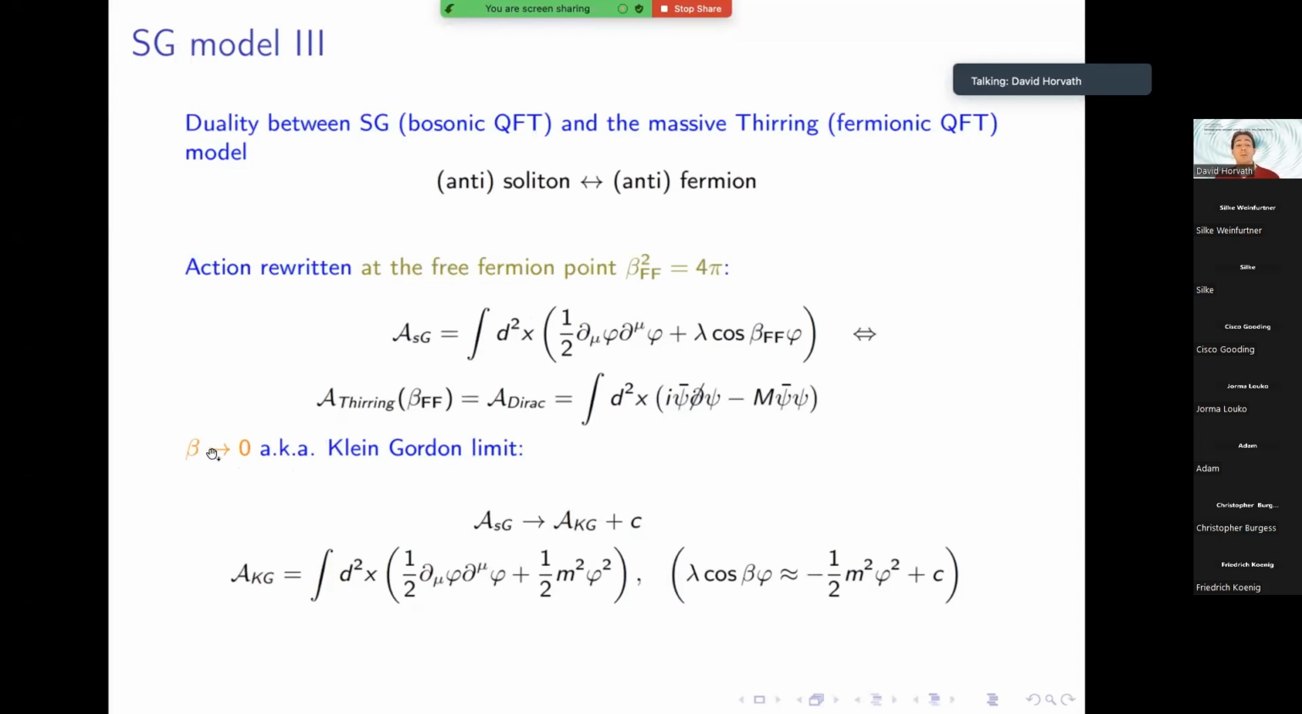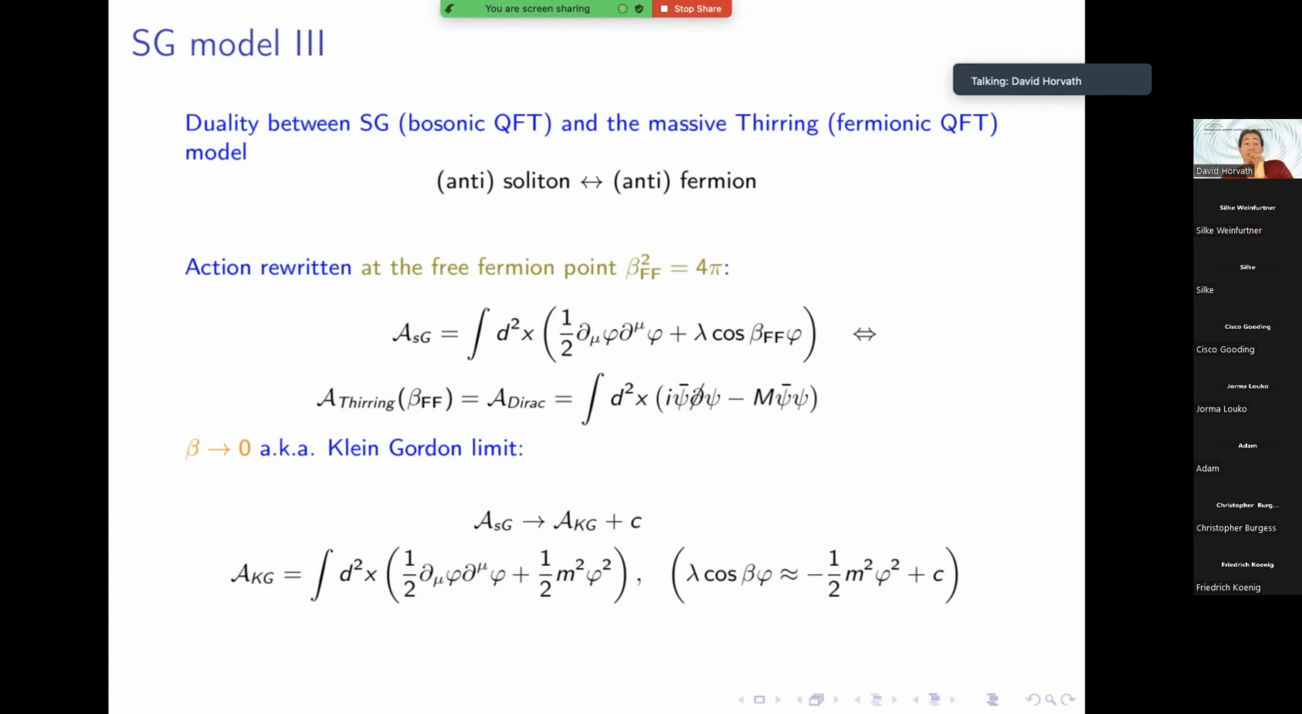If you send beta to 0, you can essentially expand the cosine potential, and you will see immediately that you end up with the Klein-Gordon theory. So both natural free theories are there in the sine-Gordon parameter regime. And the Klein-Gordon theory, of course, is there as well in the classical theory. So it's not specific to the quantum case.